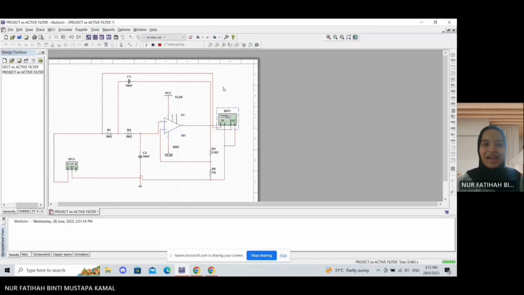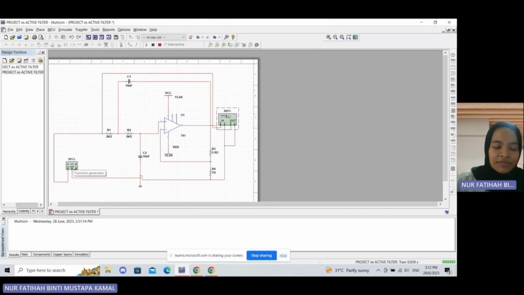Hi, so now we will continue to the simulation that I use in Multisim, and here I have already constructed the circuit based on the active filter. I'm using a function generator, op-amp, and also a Bode plotter. The Bode plotter is used to produce a graph based on our circuit. I'm also using a capacitor of 10 nanofarads here, and a resistor with the value of 2 kilo ohms. I'm also using VCC of 15 volts and VEE of negative 15 volts. So now I will run the simulation.